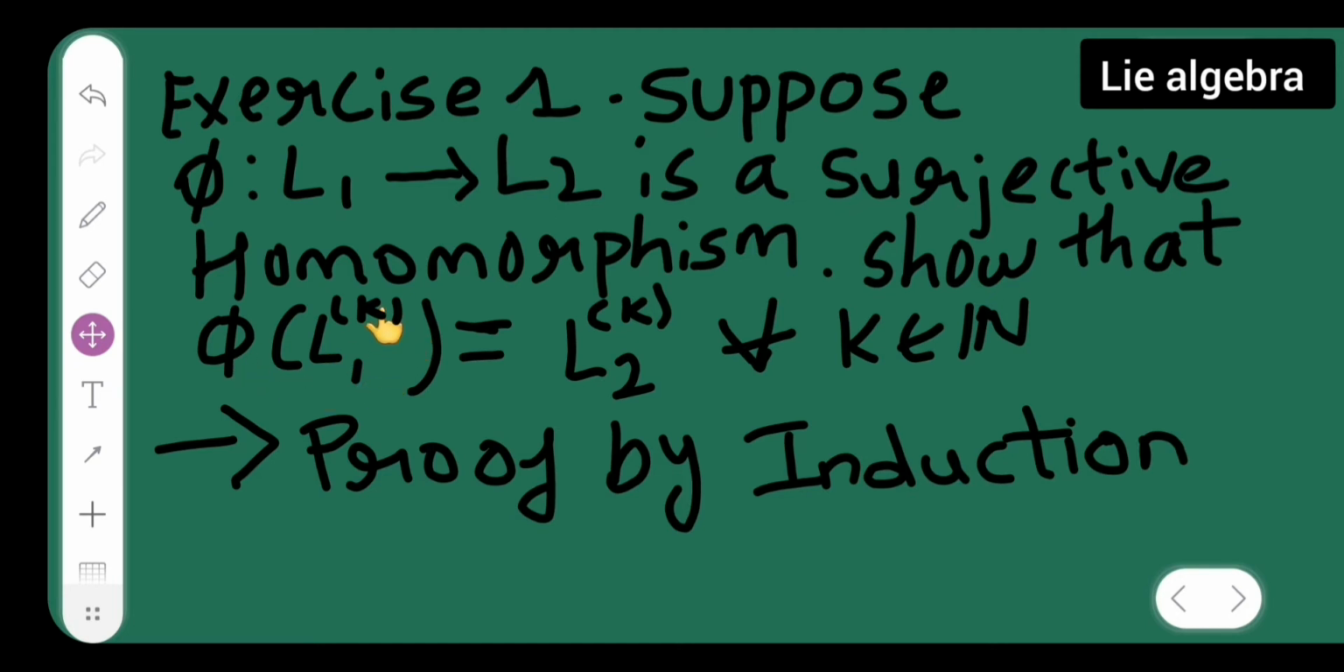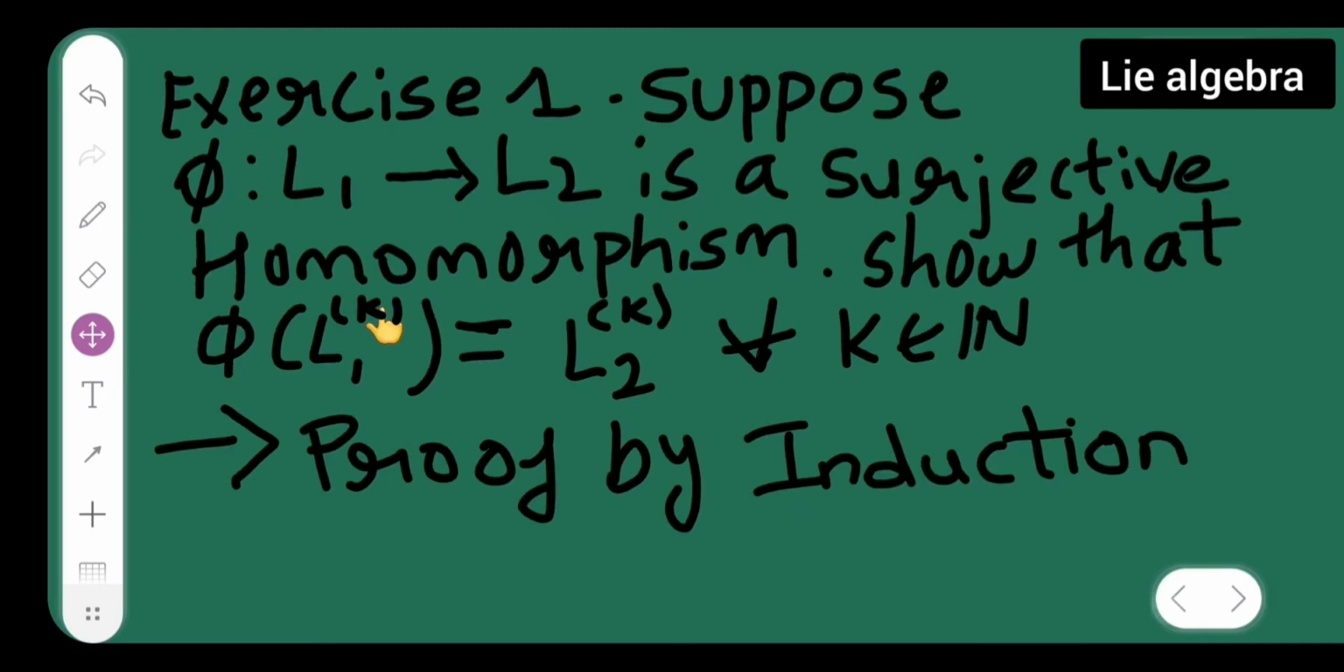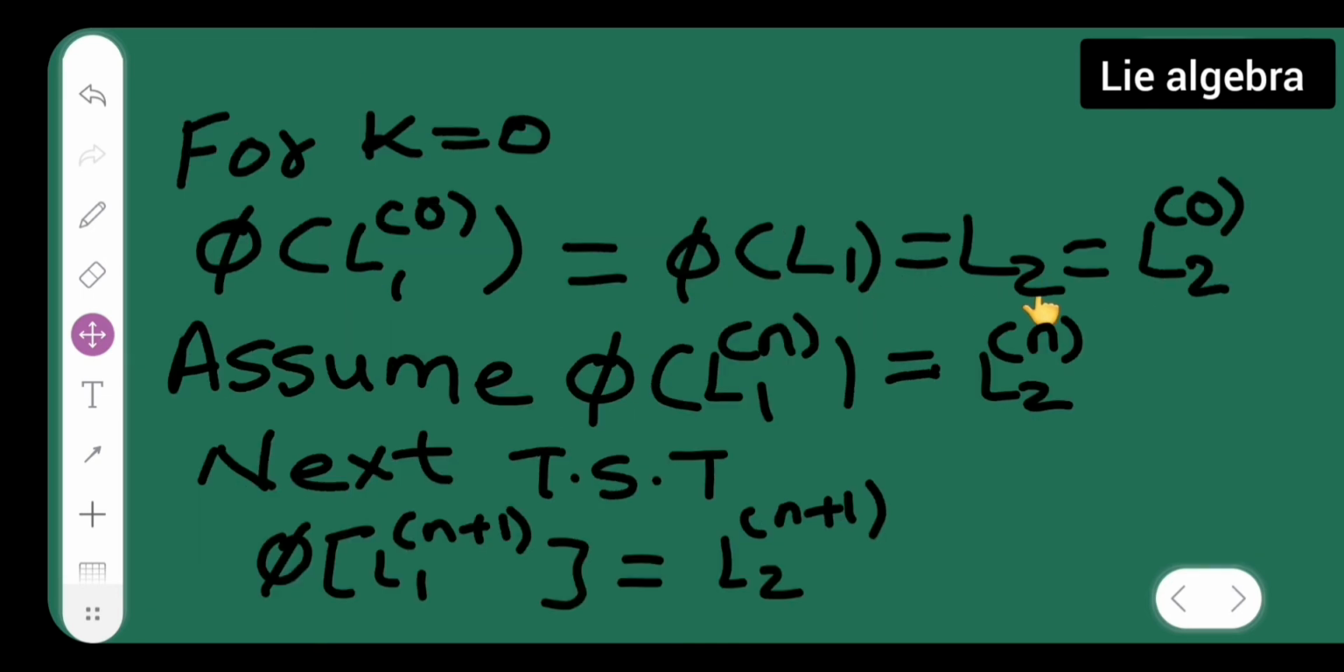So phi of L1 to the power 0, which is equal to phi of L1. Now this is nothing but L2. Why? This is equal to L2 to the power 0, which is nothing but L2 over here. See here, L2 to the power k, where I am replacing k by 0, which is nothing but L2. Now you have to assume that phi of L1 to the power n is equal to L2 to the power n. Next, I have to show that phi of L1 to the power n plus 1 is equal to L2 to the power n plus 1. I have assumed this and I have to show this.